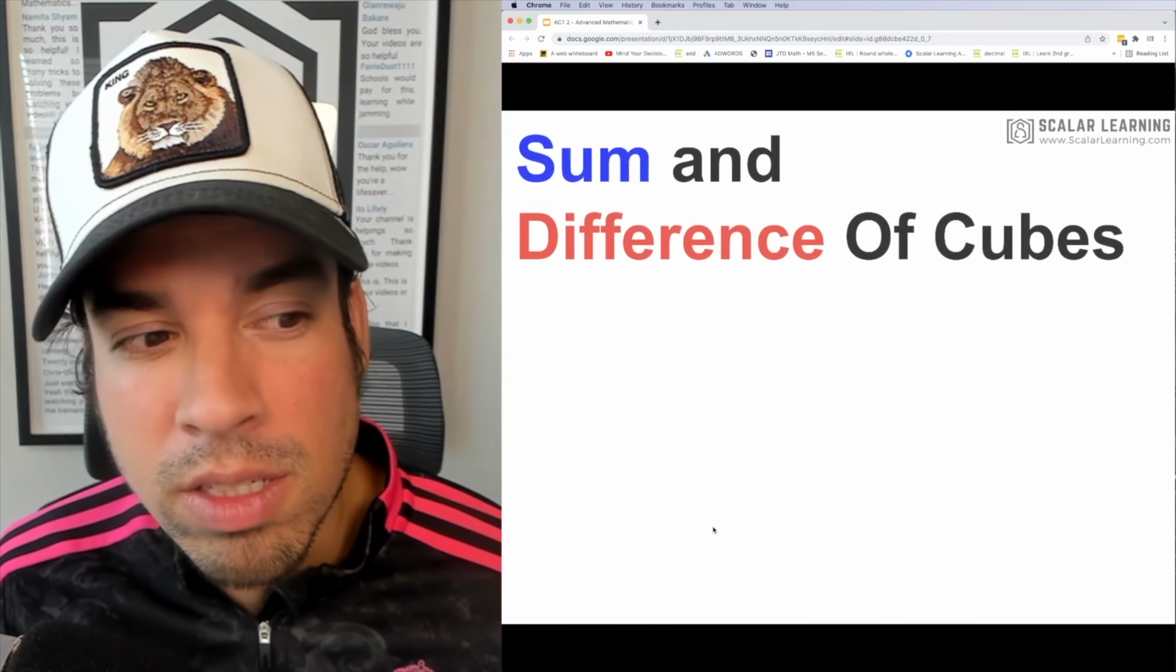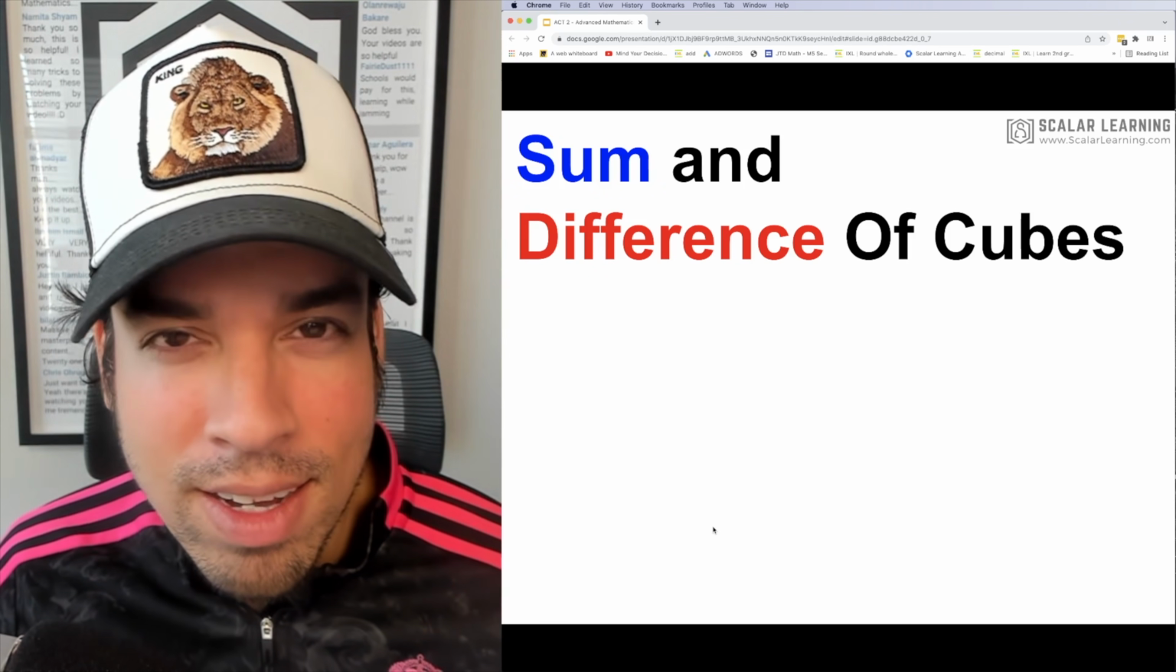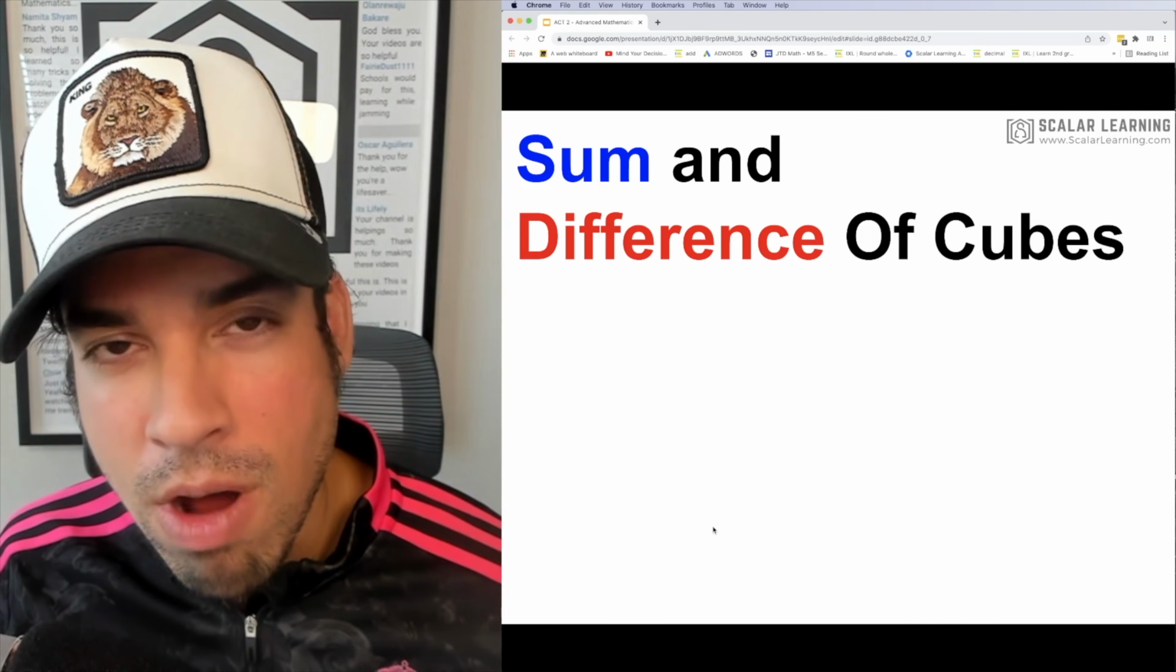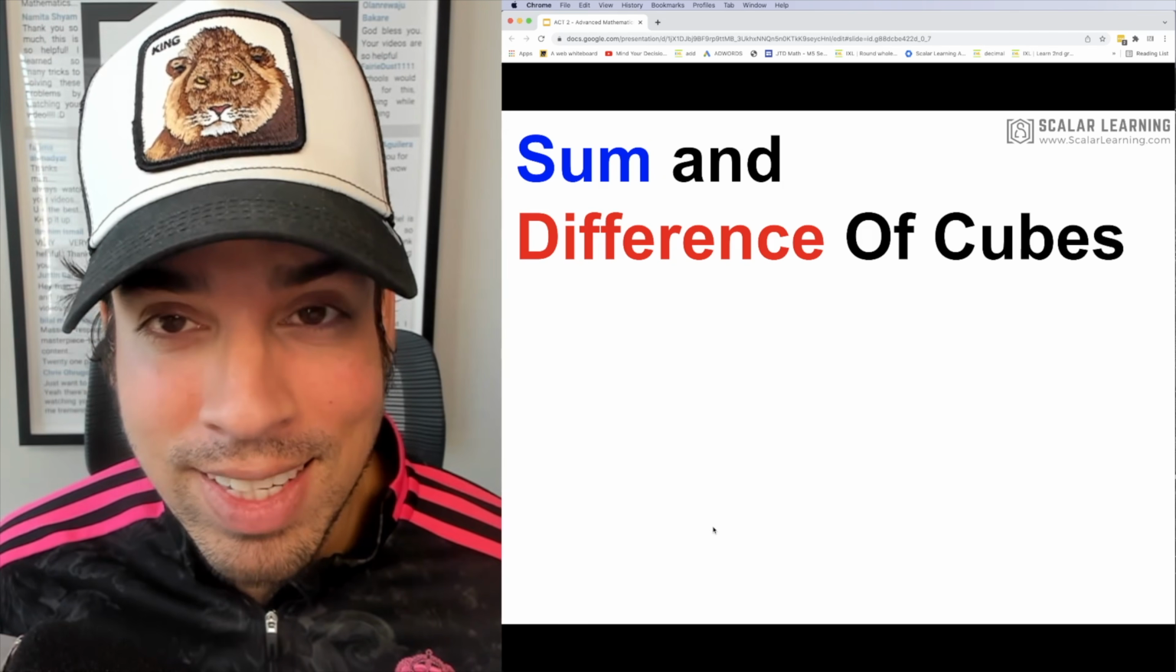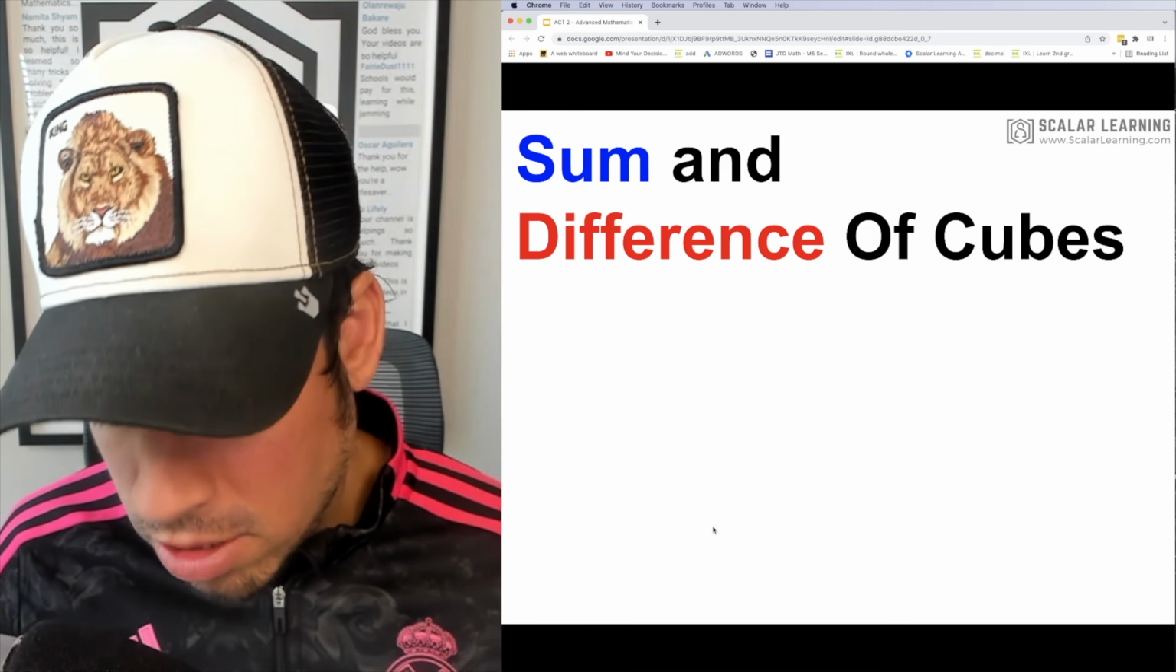Now we're going to quickly talk about sum and difference of cubes. This isn't on the ACT a whole bunch. It's probably pretty rare, but I'm going to throw it on here just in case, if you do want to put it in the memory banks just to be extra prepared.